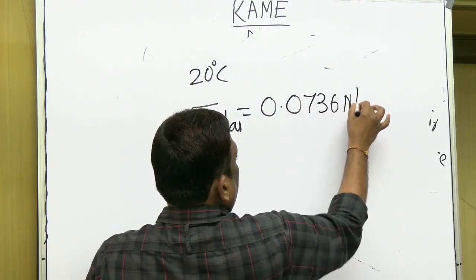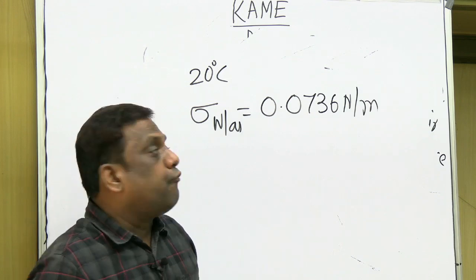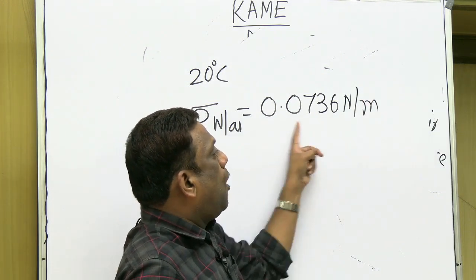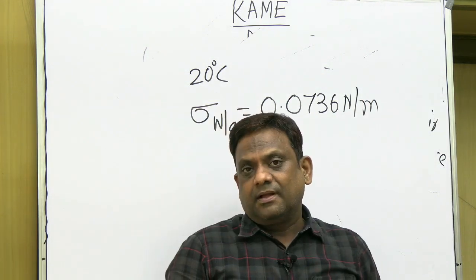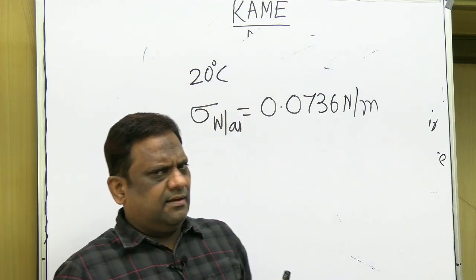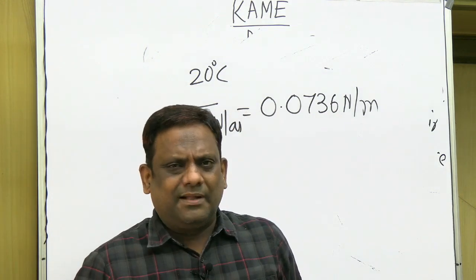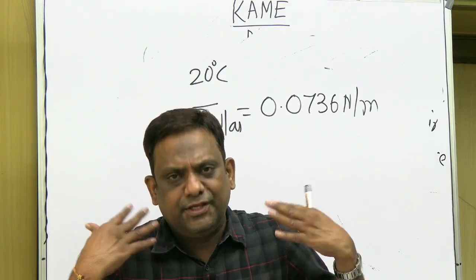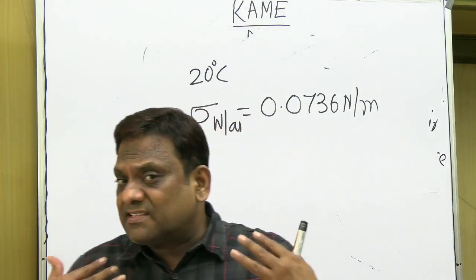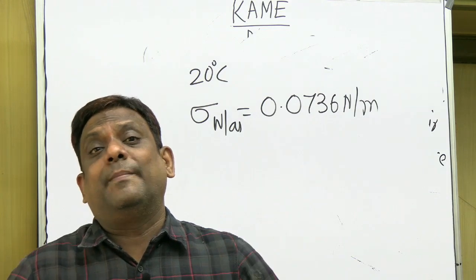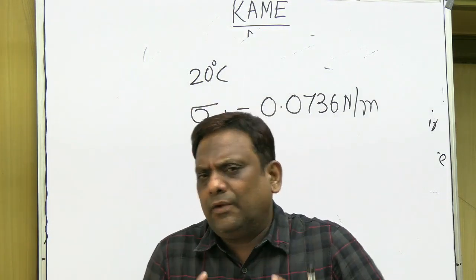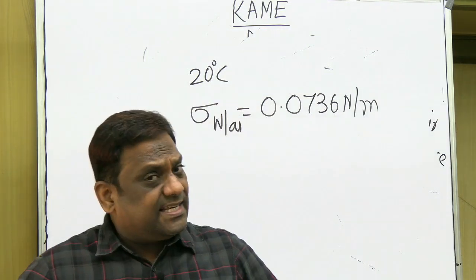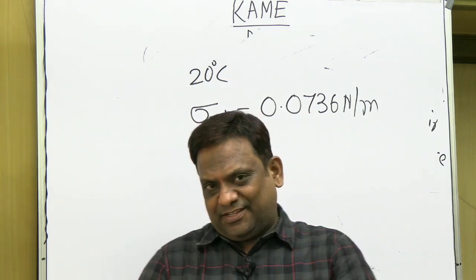0.0736 Newton per meter. Oh my God! In 1 meter length, only 0.0736 Newton. So if you divide with g, you will get mass, but around 7 grams per 1 meter length. Very small, very small. That's why the surface tension is neglected in further fluid mechanics analysis, because it's very, very small. And let us see the influence of temperature on surface tension.